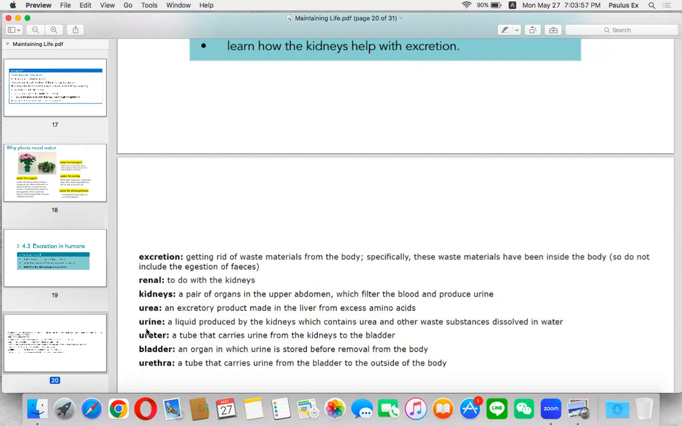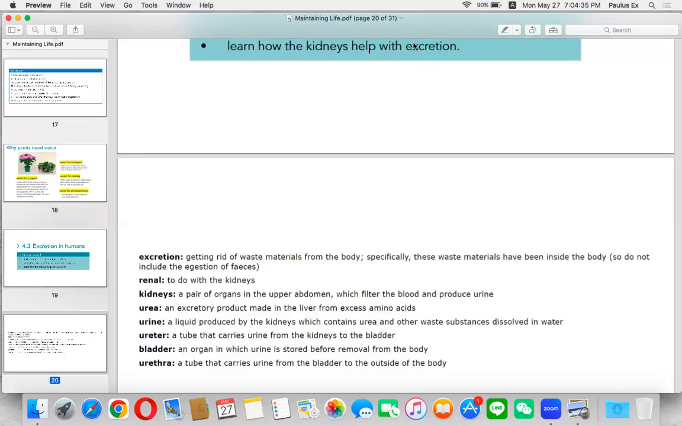Also urea, an excretory product made in the liver from excess amino acids. Amino acids come from the stomach, where there are enzymes, and amino acids inside your stomach. Next, the urine. Urine is a liquid produced by the kidneys which contains urea and other substances dissolved in water.